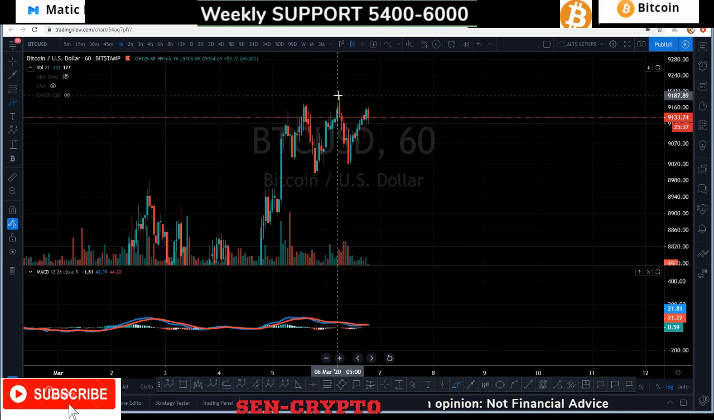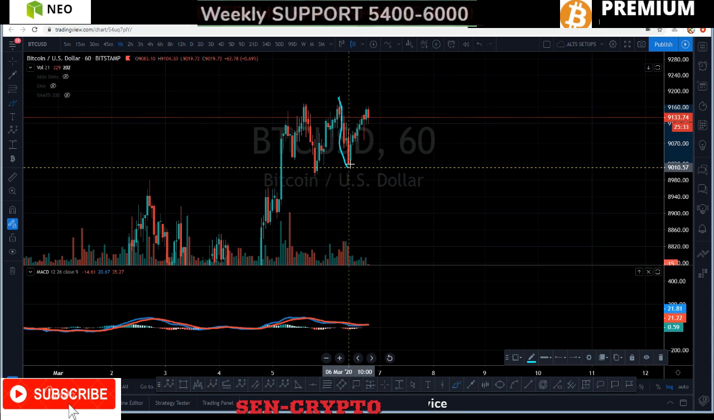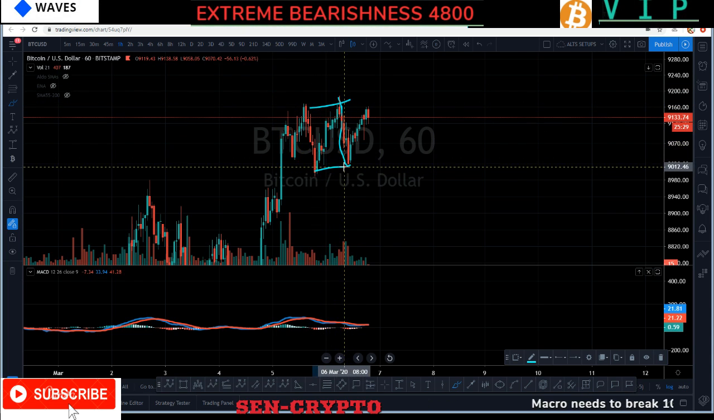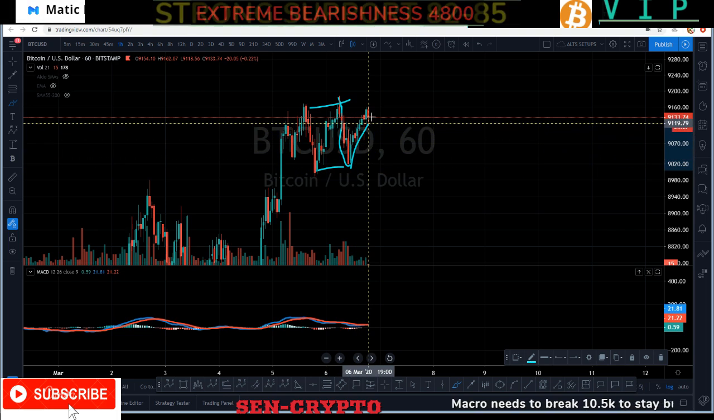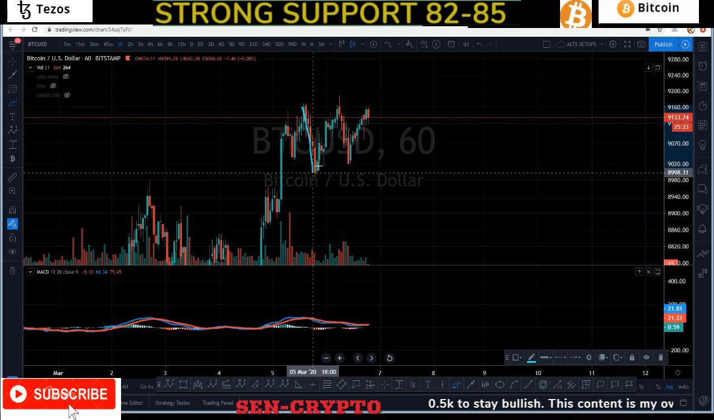So as soon as we started dropping, I updated my guys, and I said we're going to be dropping down to the low 9K. Let's look for the low 9K and look for the bigger flat, right? But at the same time, I still don't like this move. This move is still bearish, and you can clearly see it is a W.